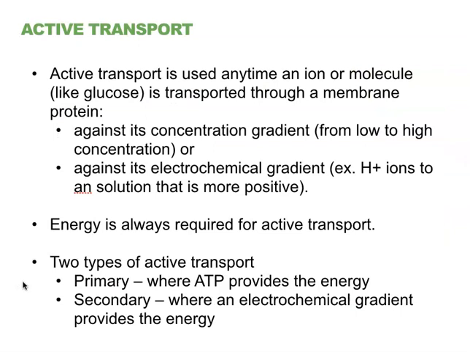Active transport is where you need to spend some time thinking, right? Active transport is this idea that anytime an ion or molecule, such as glucose, are transported into a membrane, it's moving through a concentration gradient. And there are two types of transport. There's either primary active transport or secondary active transport.